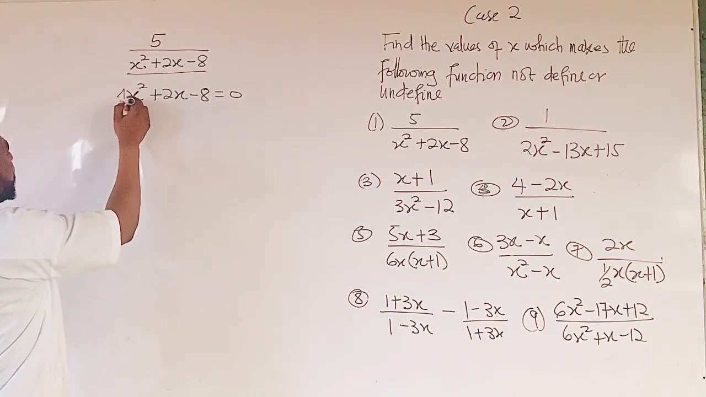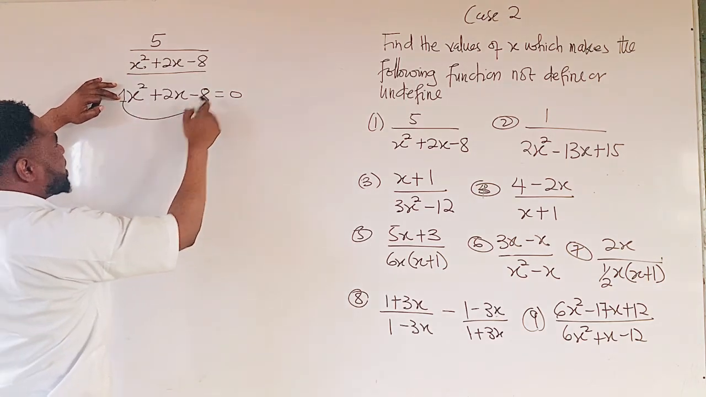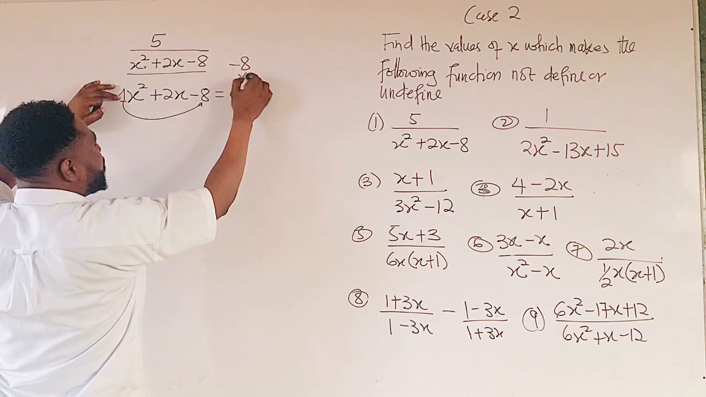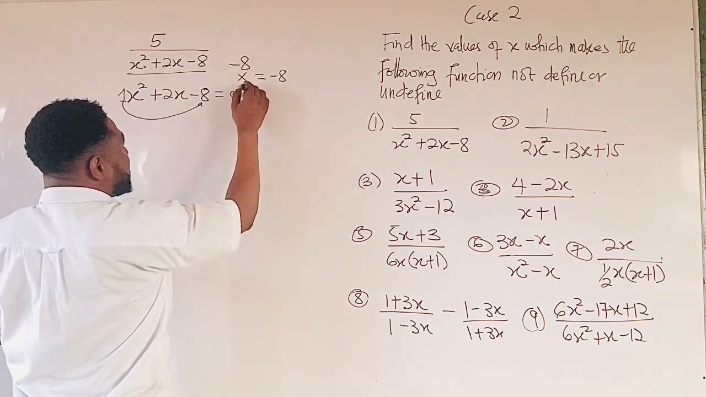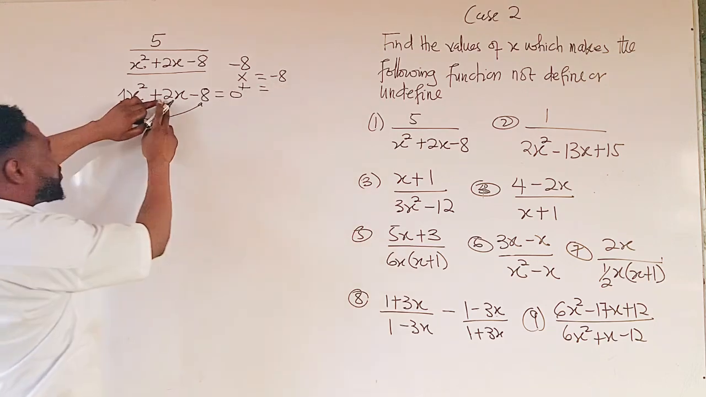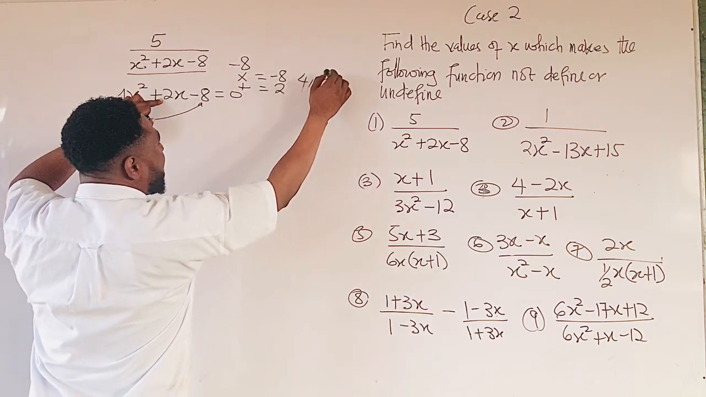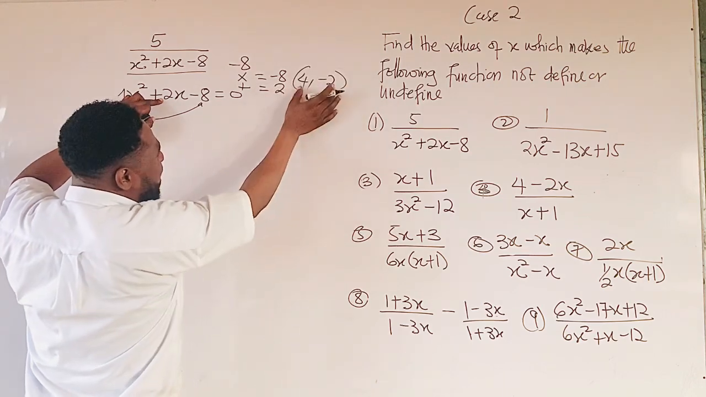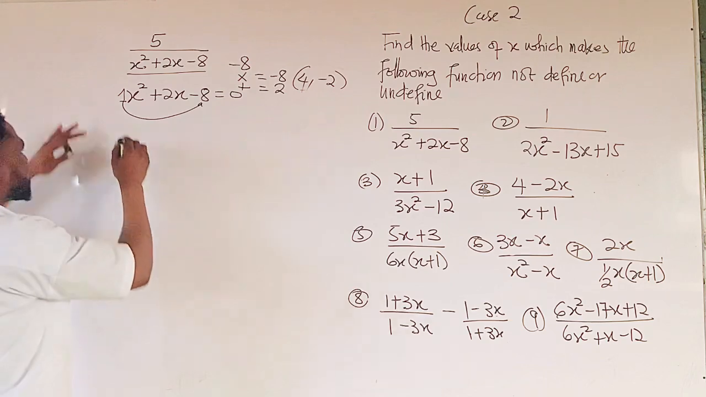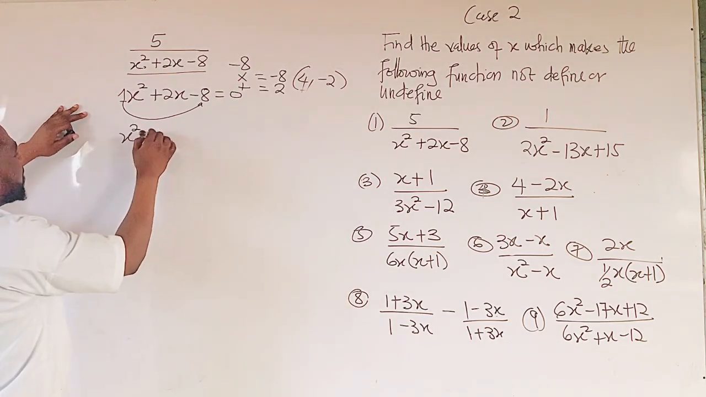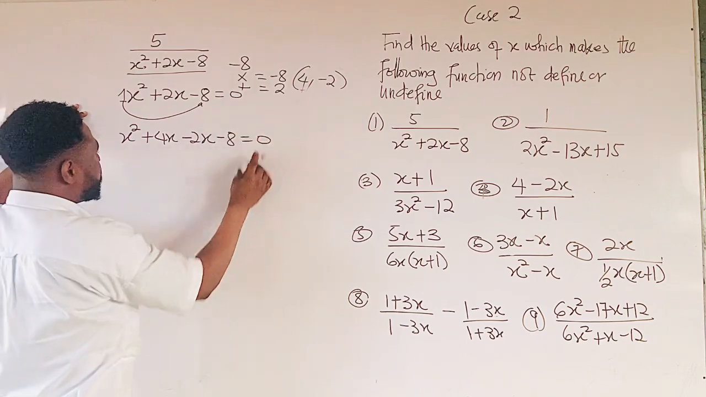Now, the coefficient of x squared is 1. So we use our 1 to multiply the minus 8, which will give us minus 8. We look for two numbers which, when we multiply, will give us minus 8, but when we add, will give us the coefficient of x, which is 2, and the numbers are 4 and negative 2. These 4 and negative 2, we are going to use to replace our positive 2x. So we have x squared plus 4x minus 2x minus 8 equal to 0.